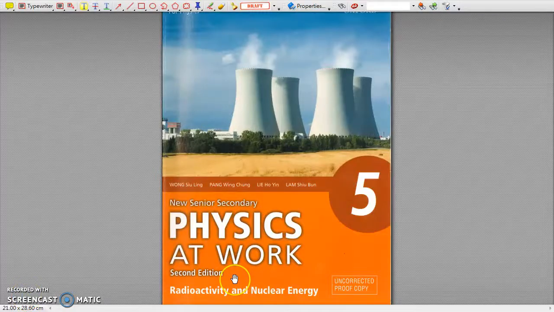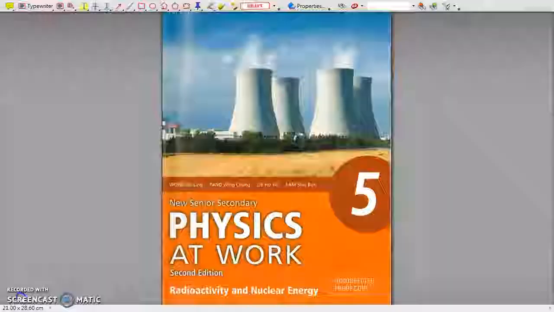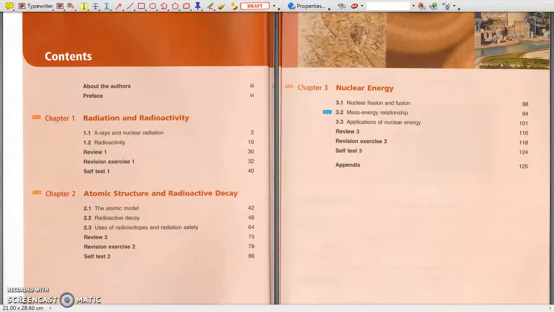Physics at Work, 2nd edition, Book 5, Radioactivity and Nuclear Energy. There are 3 chapters in this book, which is divided into 8 subchapters. We are going to finish them in 3 cycles.